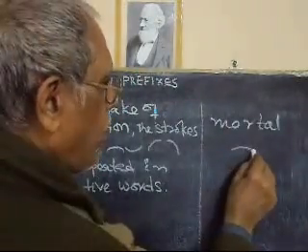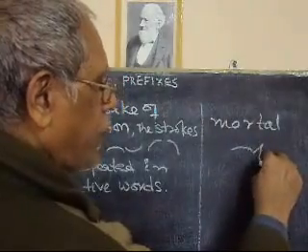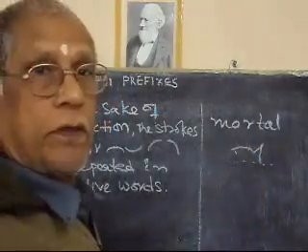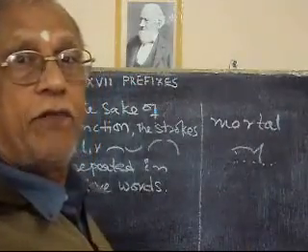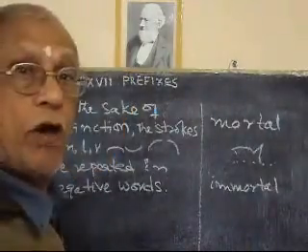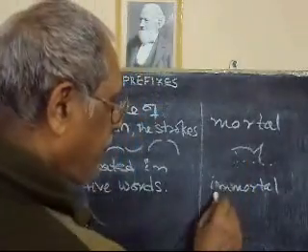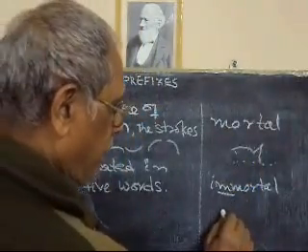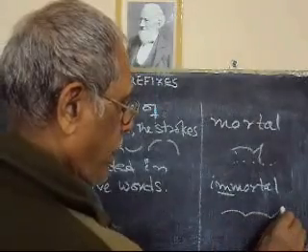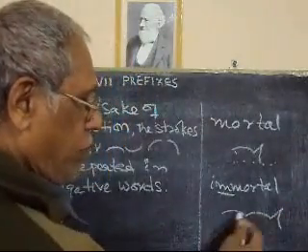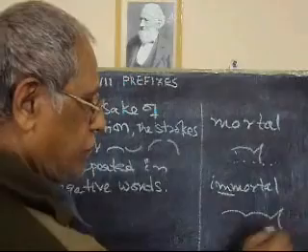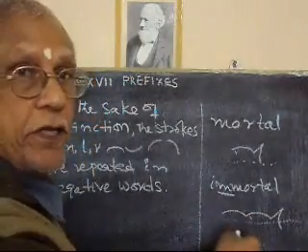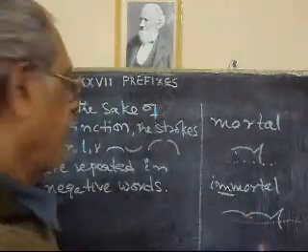Mortal. Isn't it? Mortal. Put this. It is a positive word. In the negative word, immortal. Repeat this M. Immortal. Okay. We are repeating the initial stroke M.